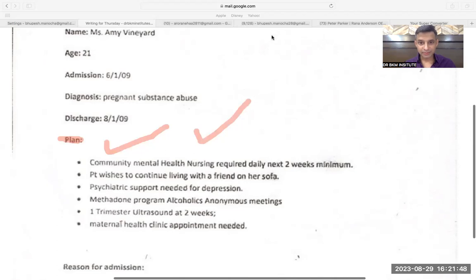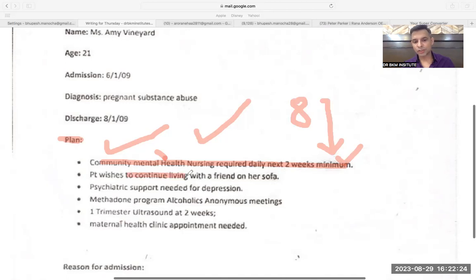The main purpose of the letter means that we are referring the patient to community mental health nursing, required daily for the next 2 weeks. So we will tell the community health nurse that this is the purpose. After discharge, meaning she is getting discharged today on the 8th, she needs mental health nursing. So this is the most important thing, the purpose.